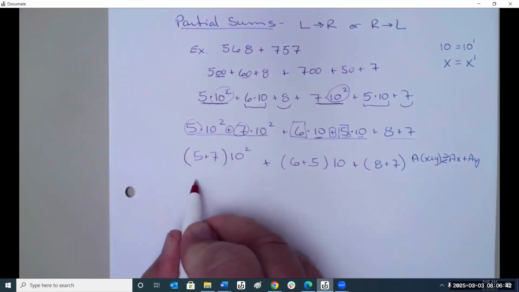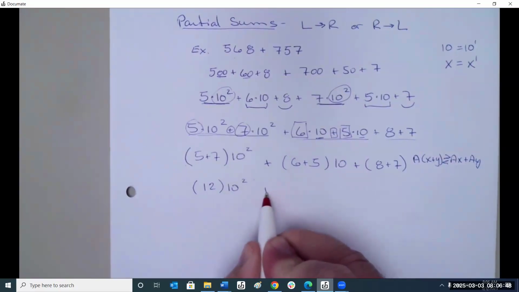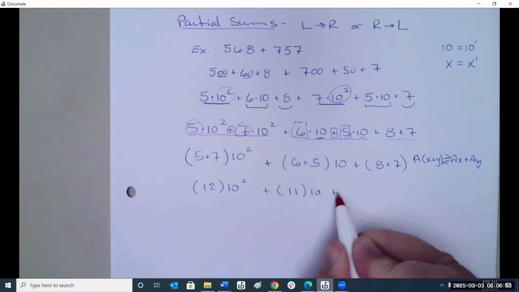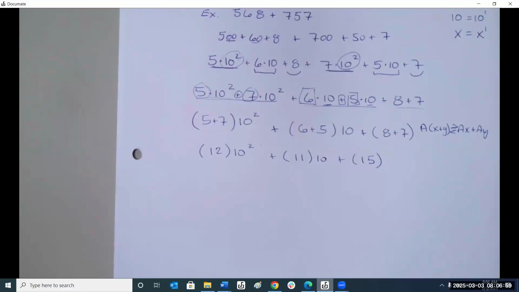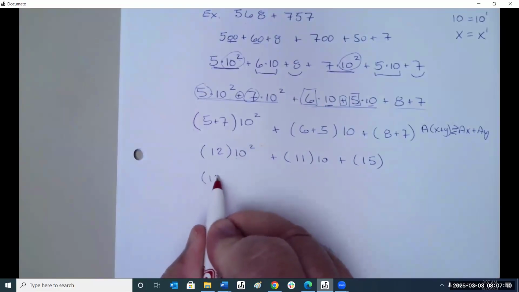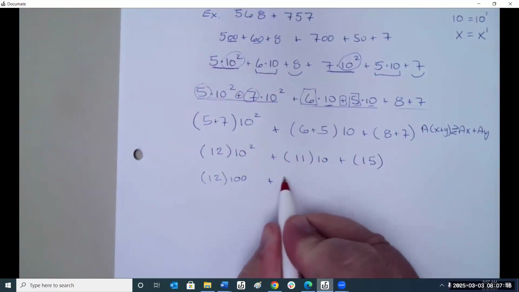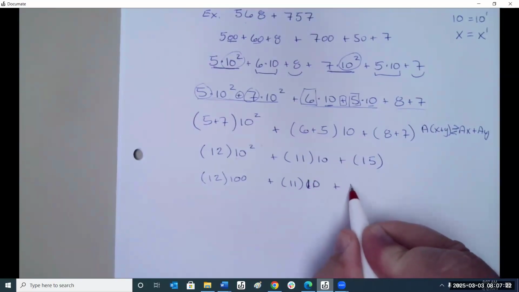Seven plus 5 is? 6 plus 5 is 10, and then 8 plus 5 is 15. Now we explode the numbers back up. What does 10 to the second mean? 10 times 10 is 100. Then we have 11 times 10. And then we have 15.